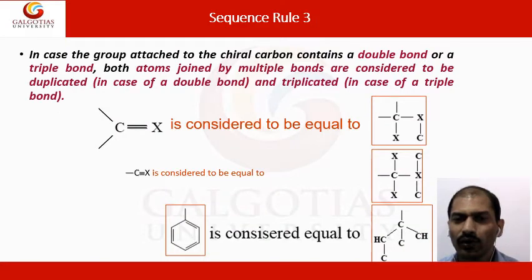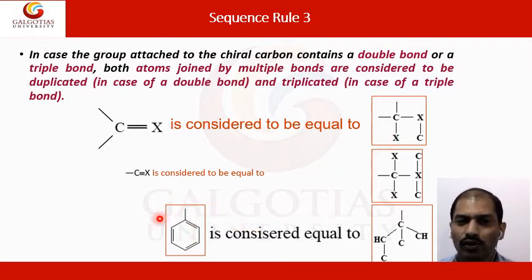Priority is set according to, in case of a double bond, X being any of the species, like it could be CS2, it could be Cl2, attached with this double bond. In that case, this carbon is considered attached with two X atoms, and similarly if it is a triple bond, it means this carbon is attached with three different X atoms, and X could be any of the atoms. It could be chlorine, bromine, iodine, or any of them.